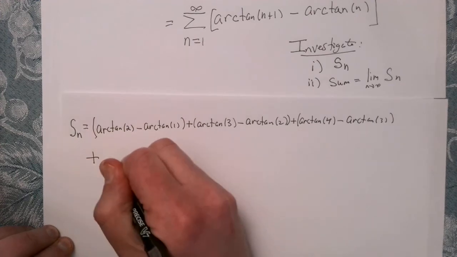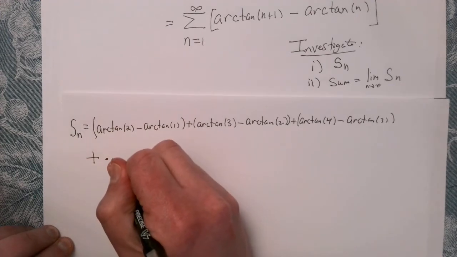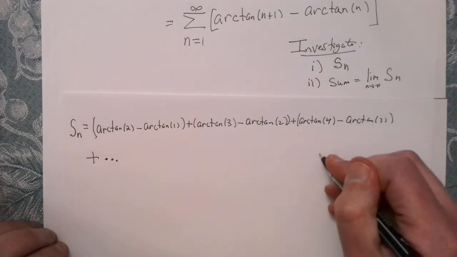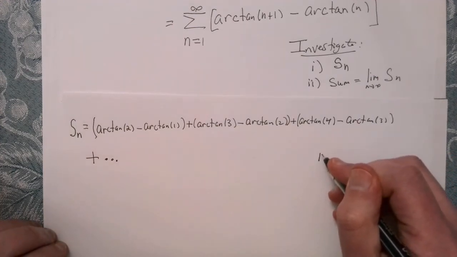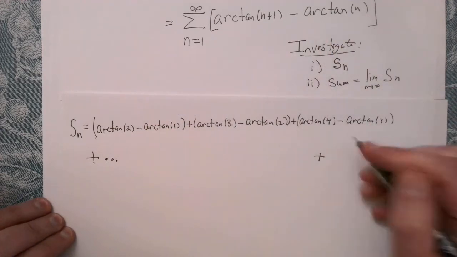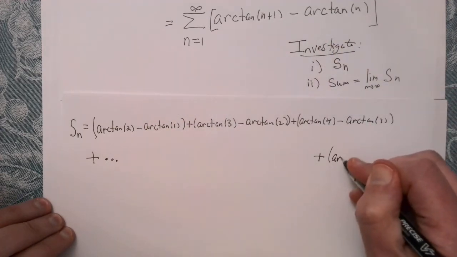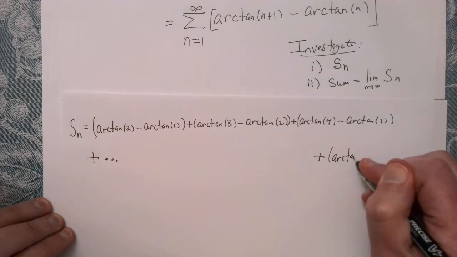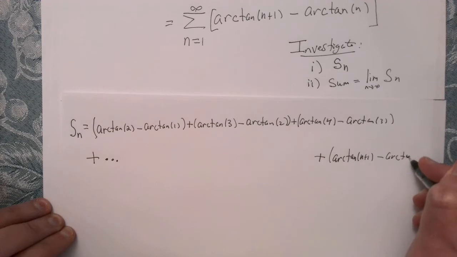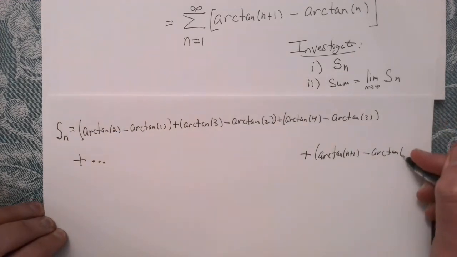And I'm going to say plus dot dot dot, this pattern continues. So the very last term, that'll be when we plug n in for n, essentially, right? So that should give us something that looks just like this portion. So that'll be just the arctan of n plus 1 minus the arctan of n.